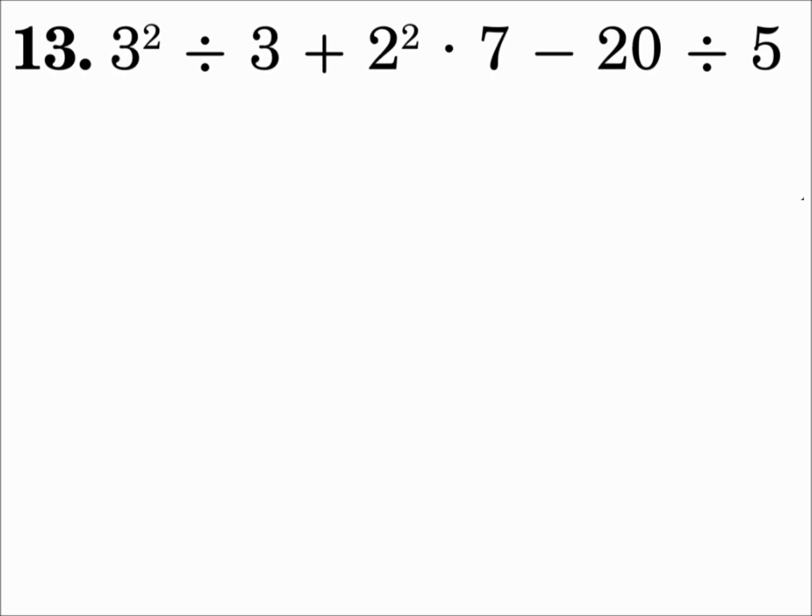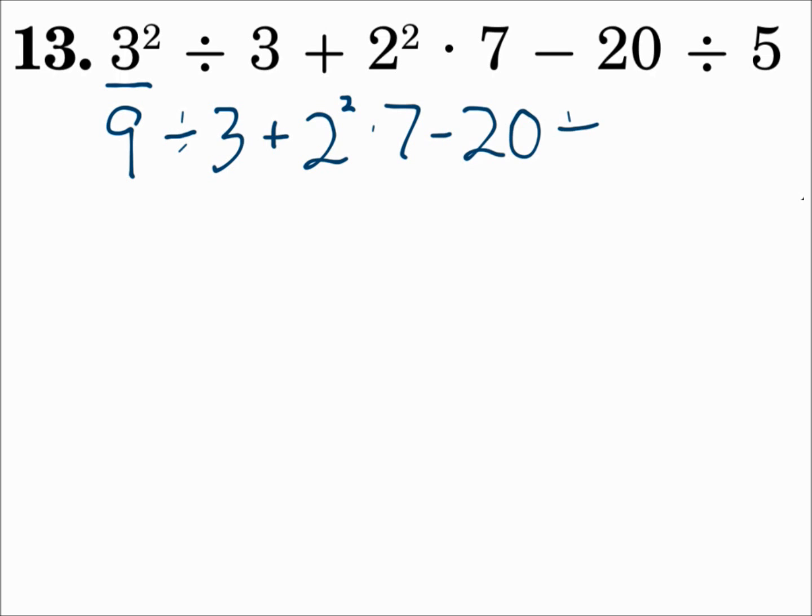Number 13, there are no parentheses. We do have exponents. There's a 3 squared. It's a 9. There's another exponent, 2 squared. That becomes a 4.